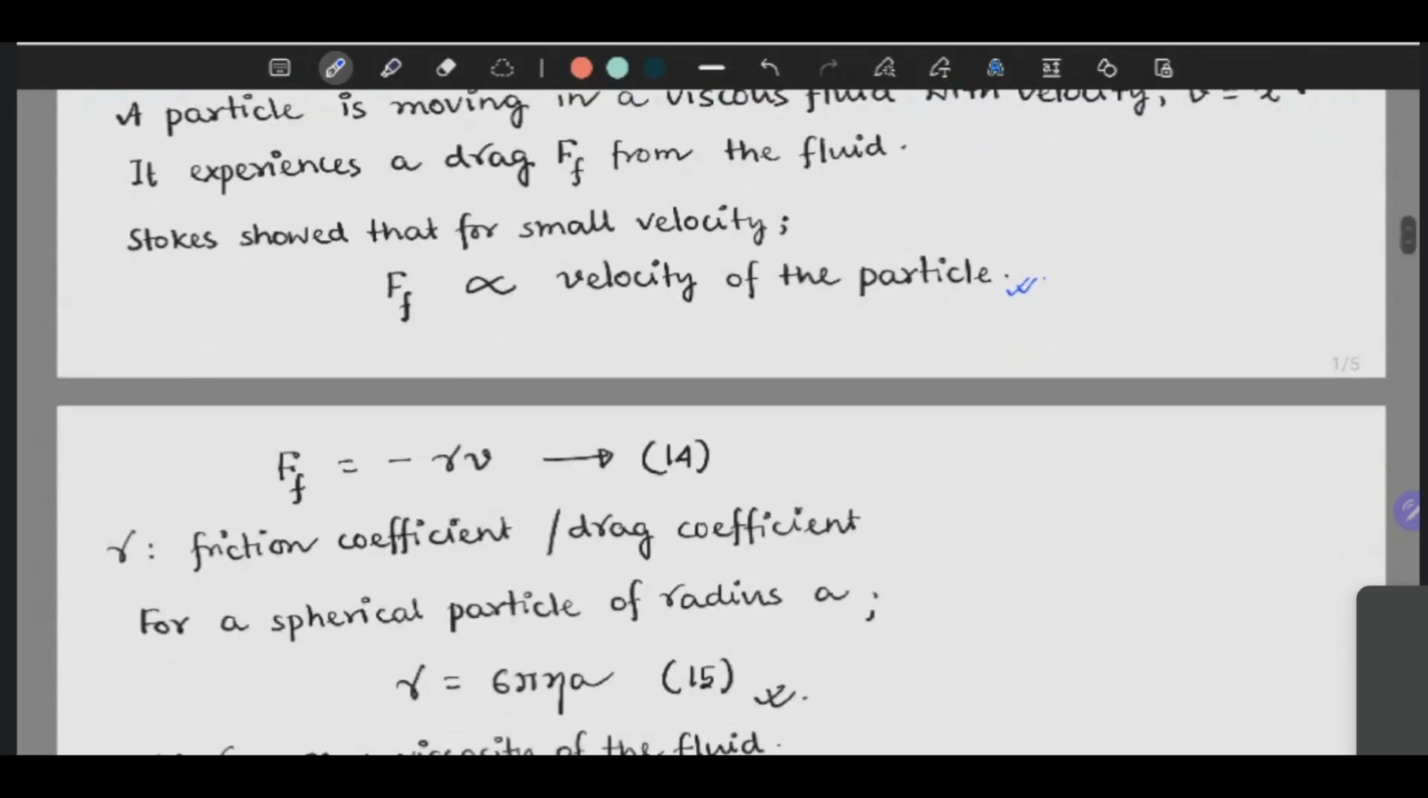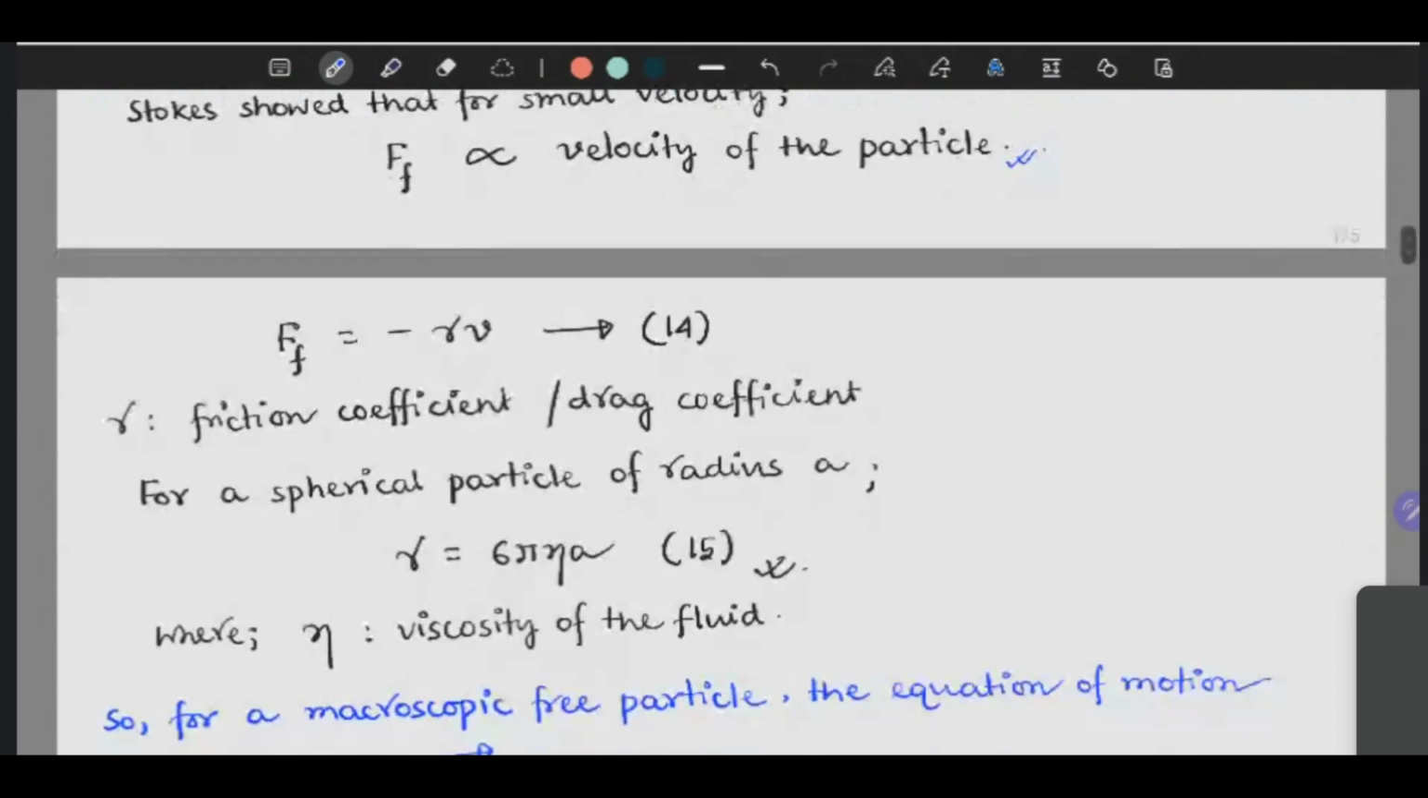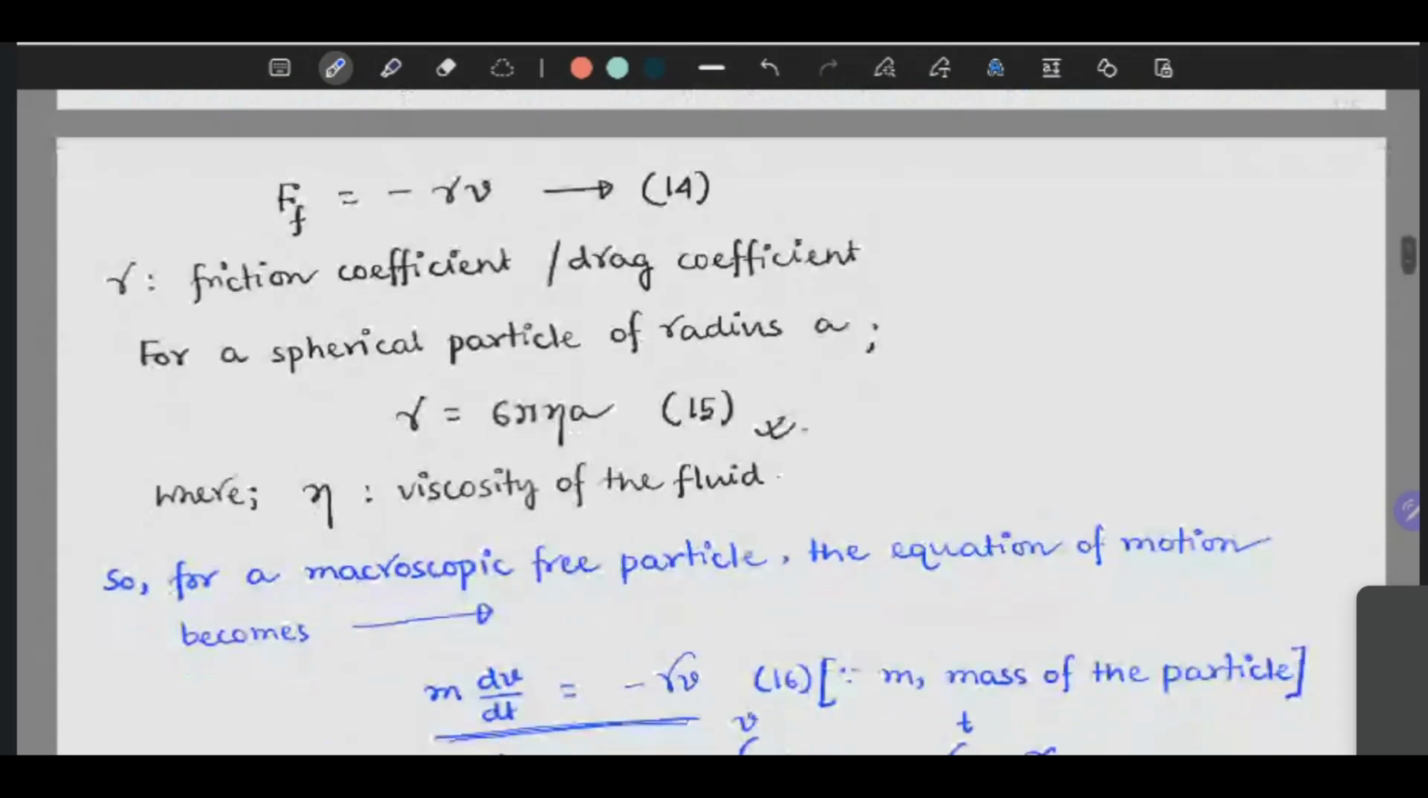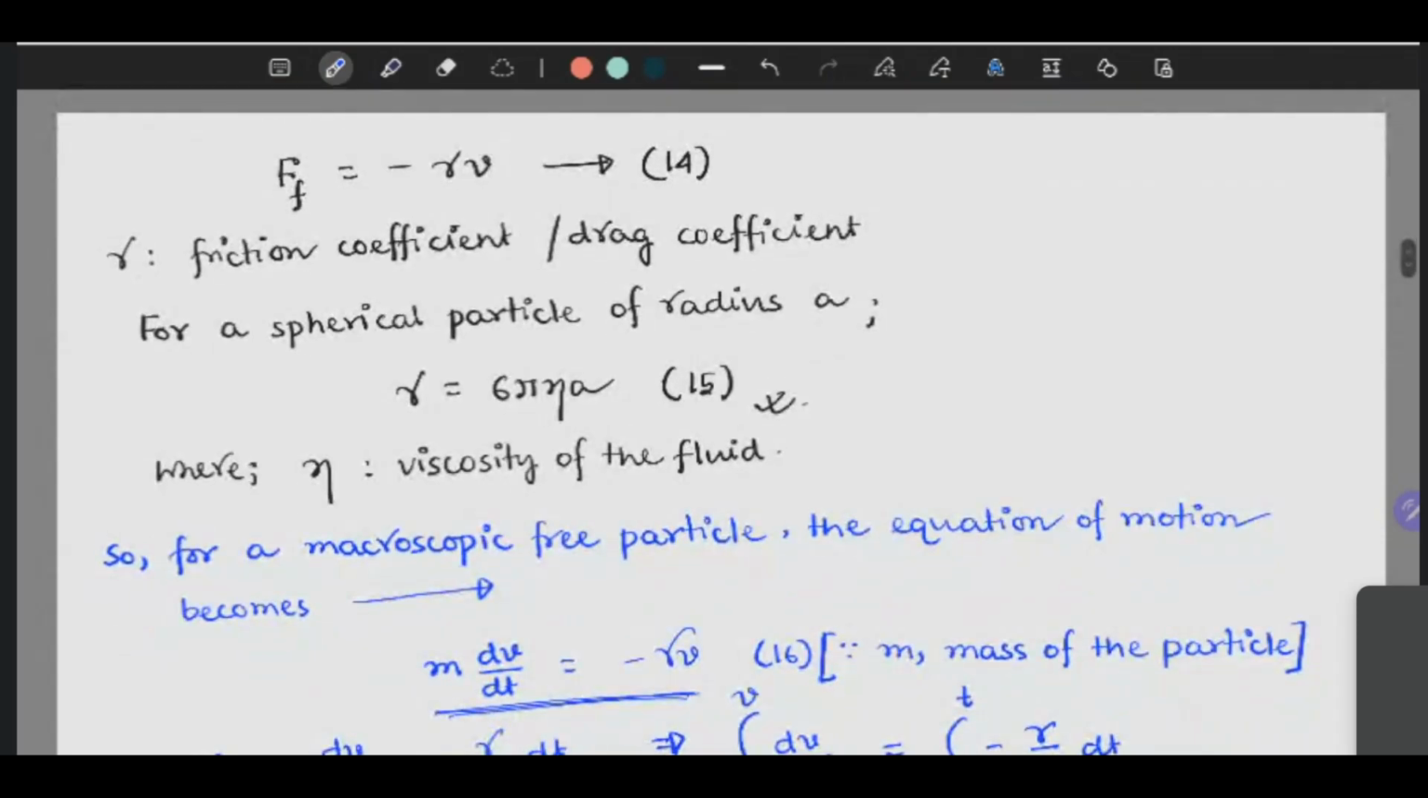Now for a spherical particle of radius a, this Stokes drag or friction coefficient is 6 pi eta a, where a is the Stokes radius of the particle and eta is the viscosity of the fluid where this particle is suspended. Now for a macroscopic free particle, if we just take this Stokes drag, then the equation of motion should be written like this: m dv/dt is equal to minus gamma v.